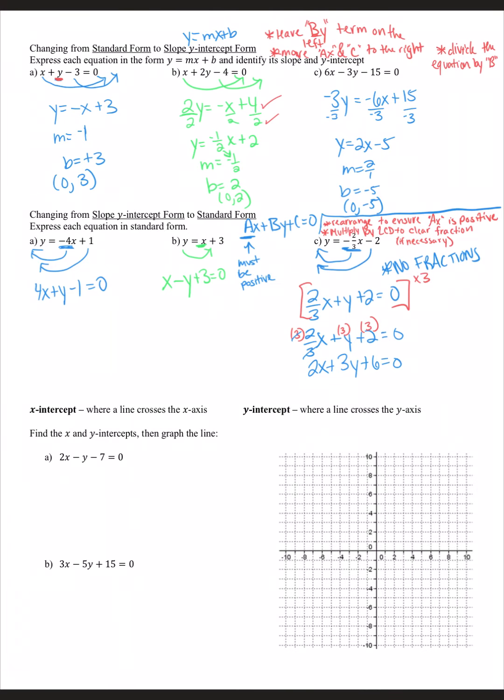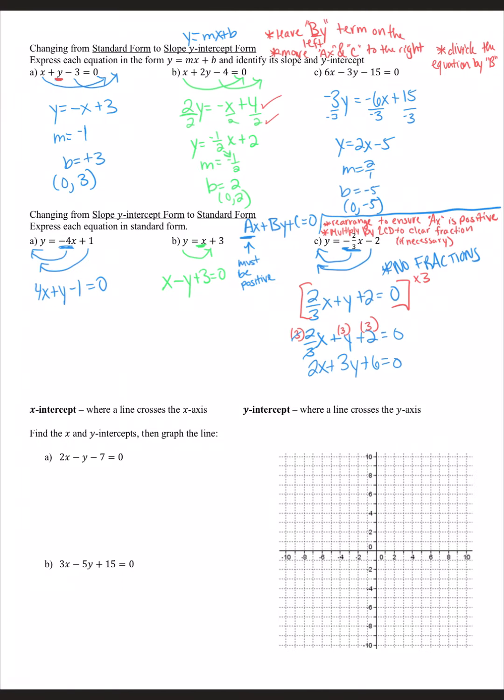So to go from slope y-intercept form, we're going to get everything over to one side of the equation, making sure ax is positive. And if we have any fractions to deal with, or decimals, we're going to multiply to get rid of those or make them whole numbers. Okay. So just quickly, we're going to talk about x-intercepts and y-intercepts, which we've already chatted a little bit about y-intercepts in terms of the equation of a line.